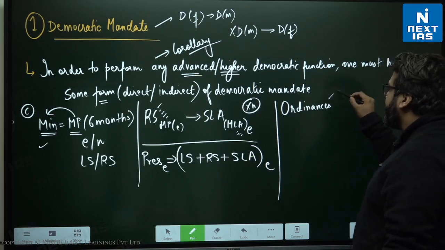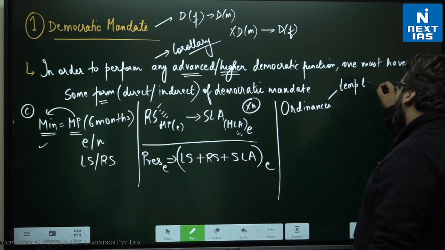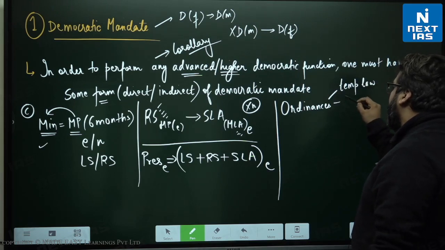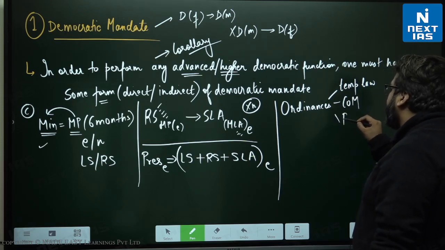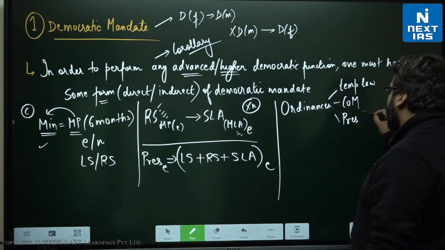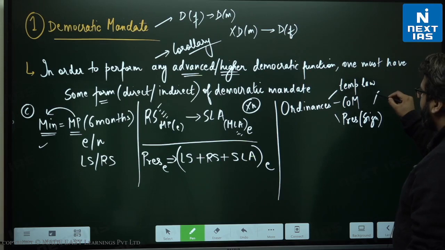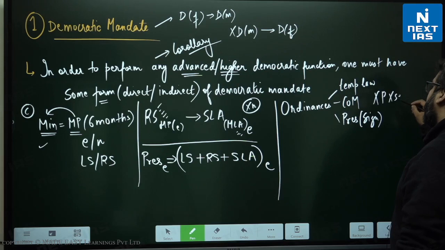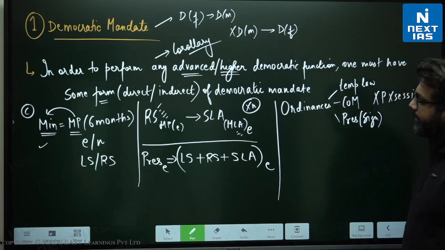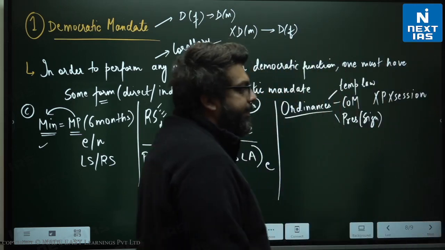An ordinance is basically a temporary law which is drafted by the Council of Ministers, directly sent to the President for the assent or for the signature of the President when the Parliament is not available or the Parliament is not in session. Now you would see this is an application of rule number 1, democratic mandate.